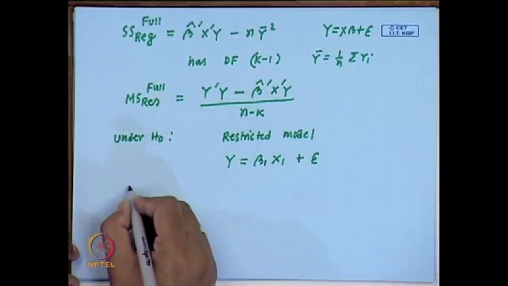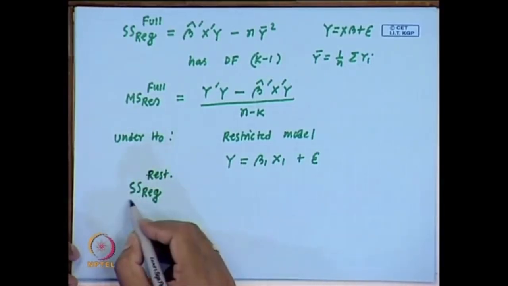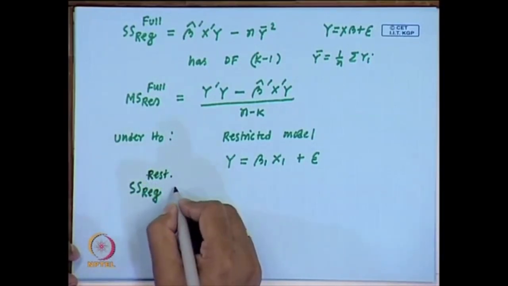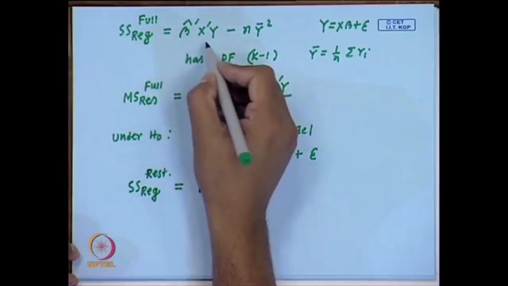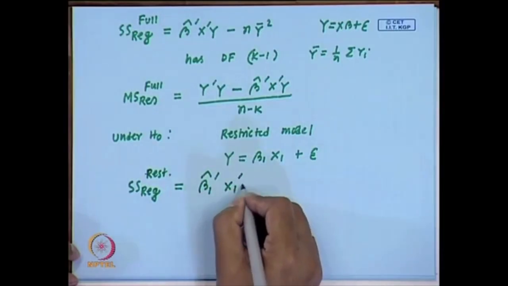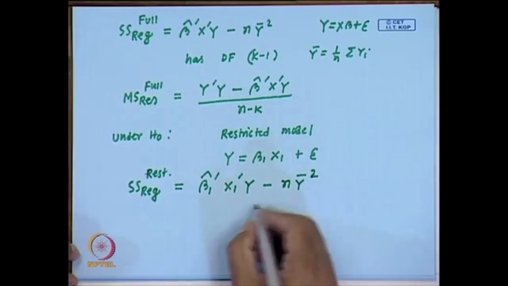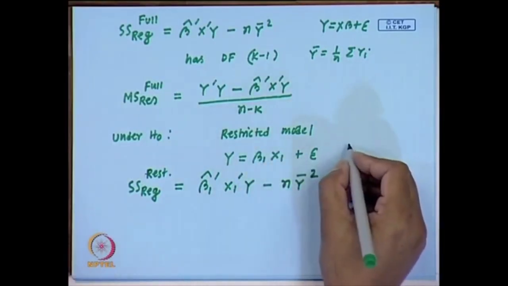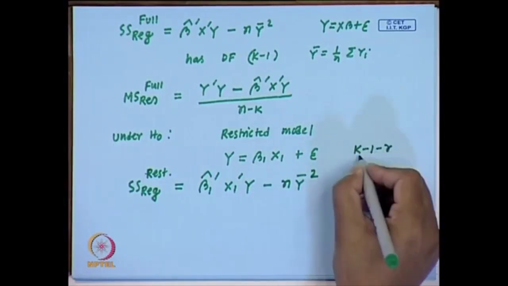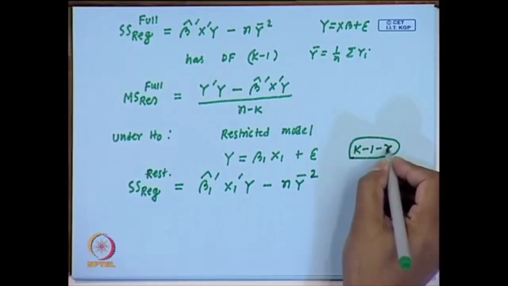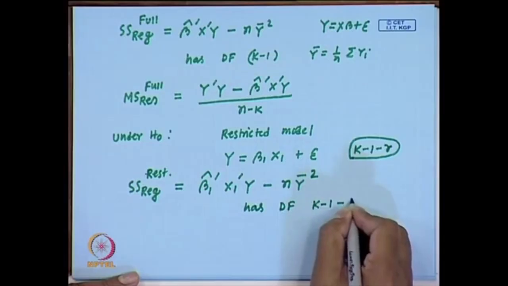So, under this restricted model, the SS regression, I said restricted, so this is the notation SS regression under the restricted model, is going to be the same thing, just replace beta hat by beta 1 hat and x by x 1, x 1 dashed, y minus n y bar square. Here you have not k minus 1 regressors, you have k minus 1 minus r regressors in this model, because we have removed r regressors from this model. So, this has degree of freedom k minus 1 minus r.